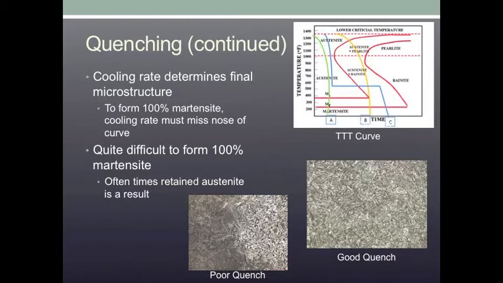On the top right is what is known as a TTT curve. This stands for time, temperature, transformation. This curve is divided into different sections by the red lines. To form these structures, the cooling curve must pass through the respective areas on this graph. There are two horizontal lines near the bottom, the top one being labeled MS and the bottom one being labeled MF.